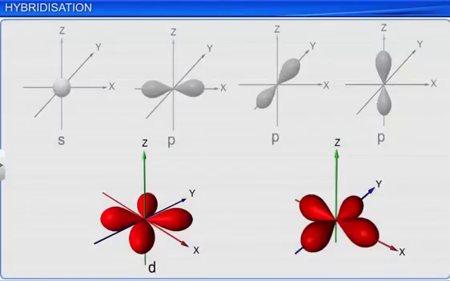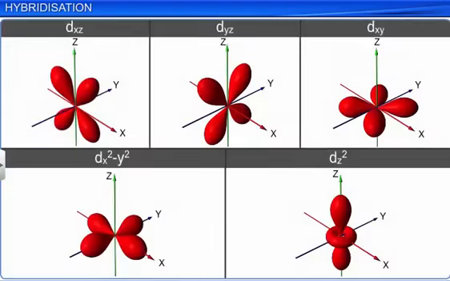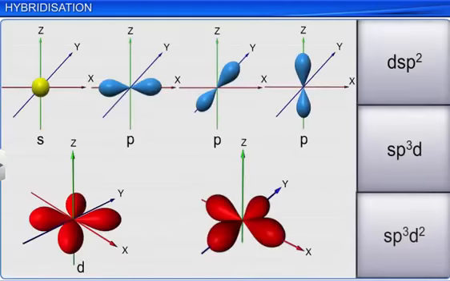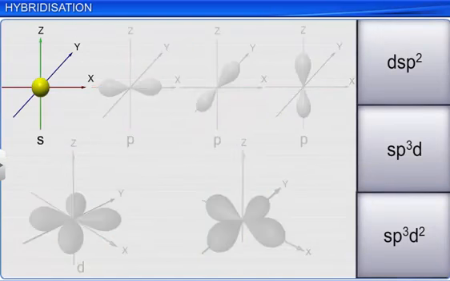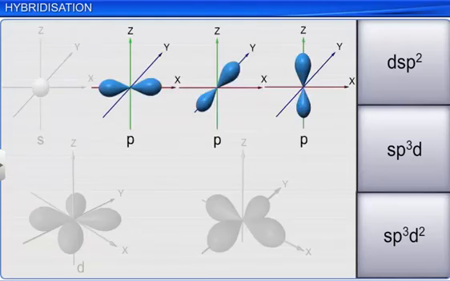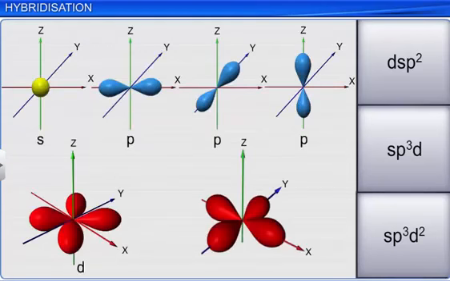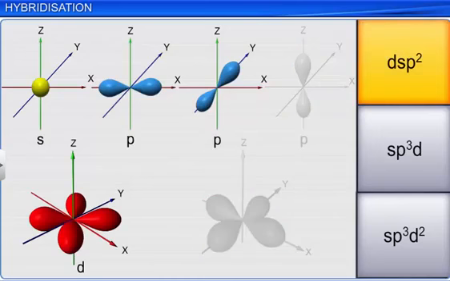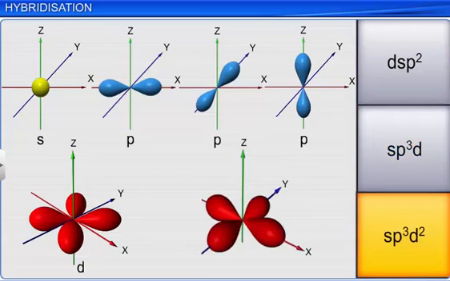The hybridization of elements containing d orbitals leads to three distinct hybridized shapes formed by the mixing of s, p and d orbitals. They are dsp2, sp3d and sp3d2. Of these, we will study sp3d and sp3d2 hybrid orbitals closely.